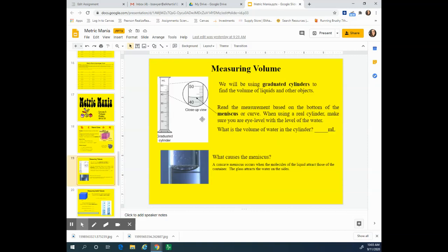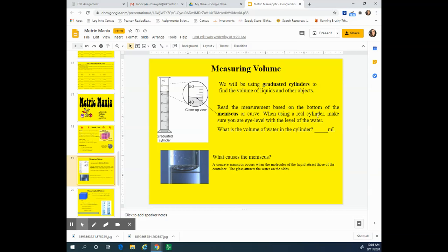Now, right here, we're going to talk about measuring volume a little bit, and we'll get to the graduated cylinder later on. We will be using graduated cylinders to find volumes of liquids and other objects. Read the measurement based on the bottom of the meniscus. The meniscus is the curved part where the water meets the measurement point. So this curved point right here is our meniscus, okay?